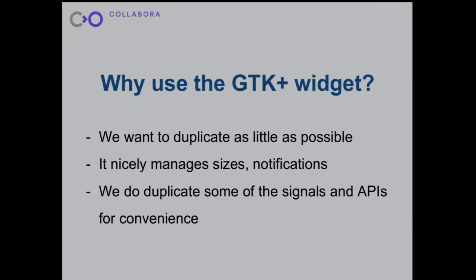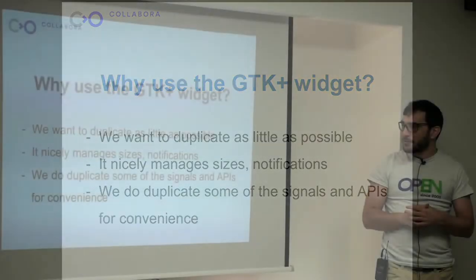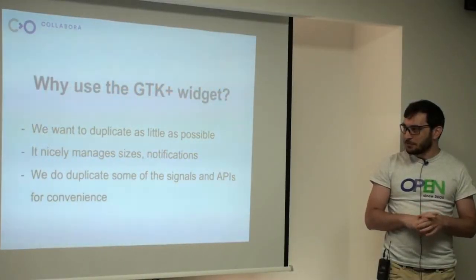Some people might wonder why, if you're pretty much doing everything on the Clutter actor, why would you use the GTK widget? So the reason why we want to do that is we want to duplicate as little as possible. Something we learned from our previous WebKit Clutter experience is that we essentially were copying the API, and we had lots of duplicate code, and it didn't gain as much. So we want to duplicate as little as possible.